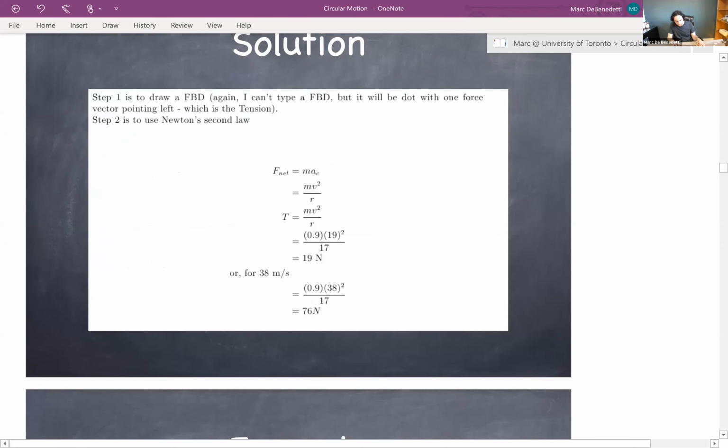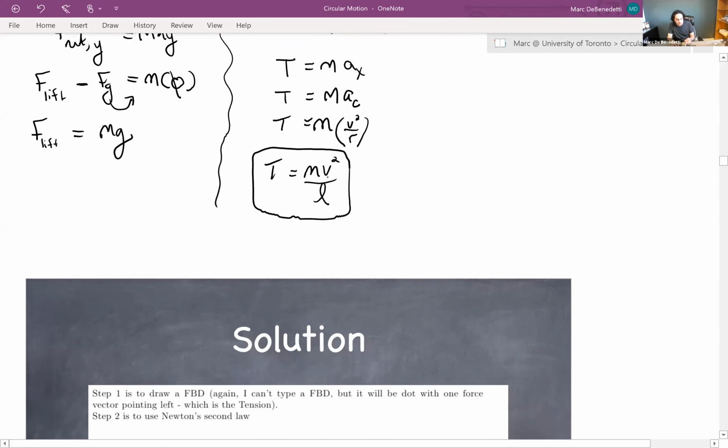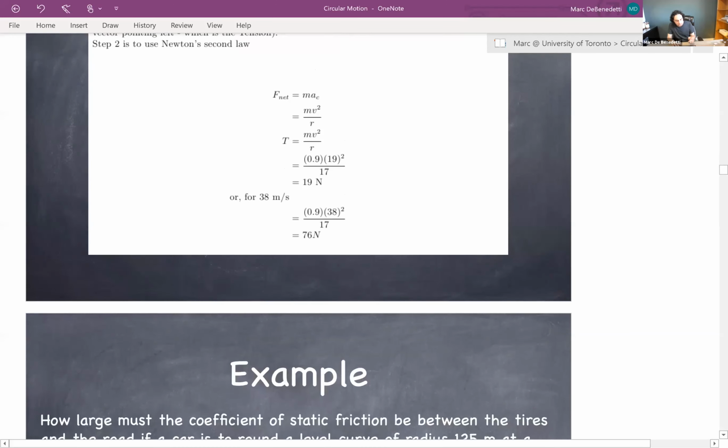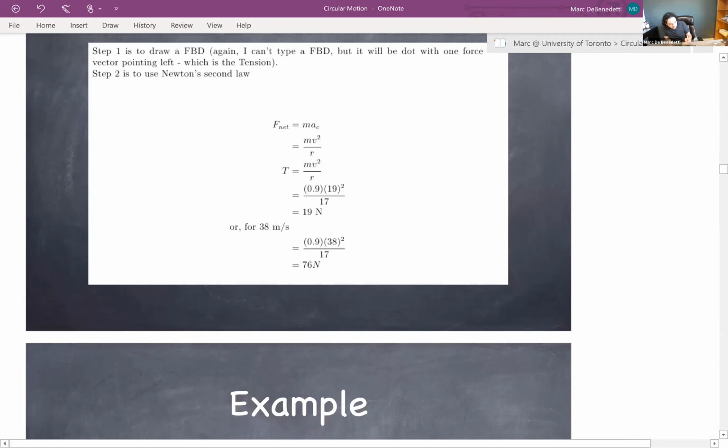Obviously, A and B is fairly simple. For A, you make v 19, and for B, you make v 38. Not a big deal. Just in terms of numbers, though, I want you to see something. 19 versus 38. That's a factor of 2, right? So v2 equals 2 v1. However, if you double the speed, do you double the force?